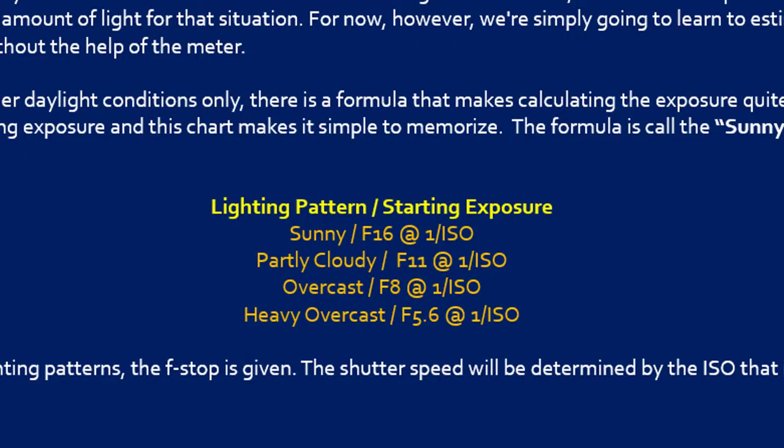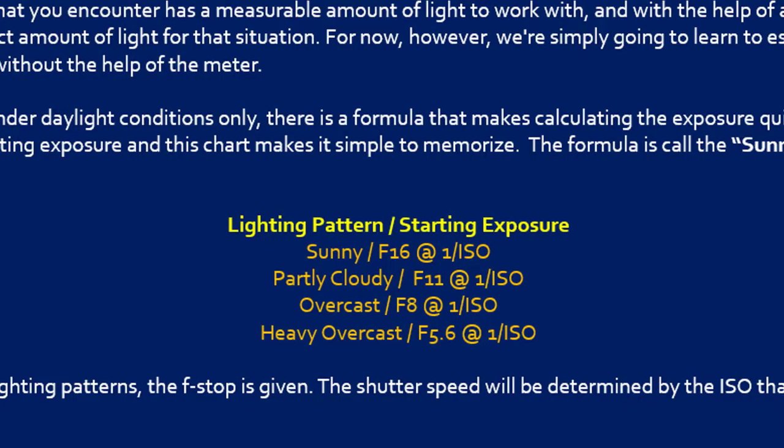If the lighting outdoors is sunny, then the starting exposure would be f16 and the shutter speed would be equivalent to 1 over the ISO. So for example, if you were using 100 ISO, then the shutter speed would be 1/125th. We're going to round up 100 ISO to the closest shutter speed. So f16 at 125 is the starting exposure on a sunny day at 100 ISO.